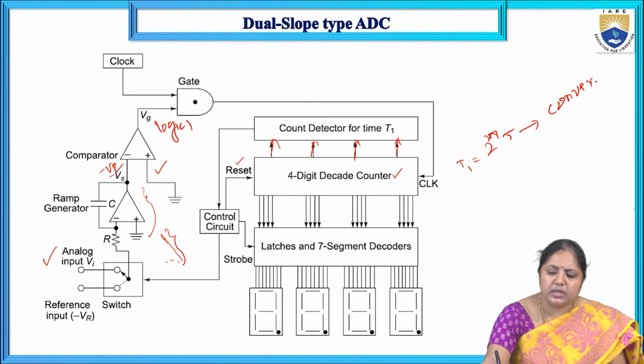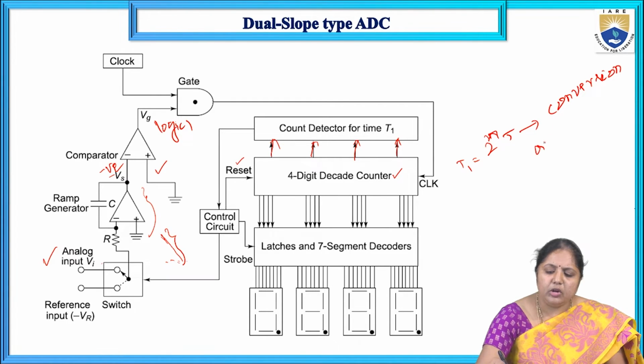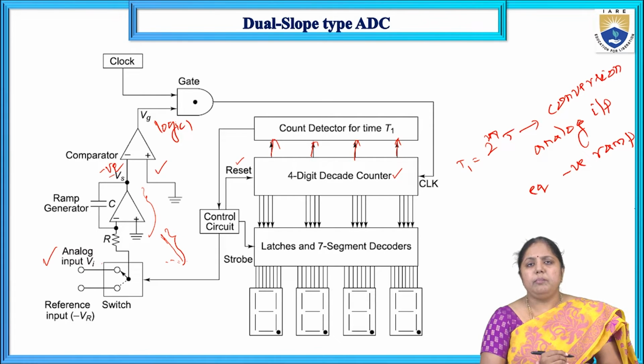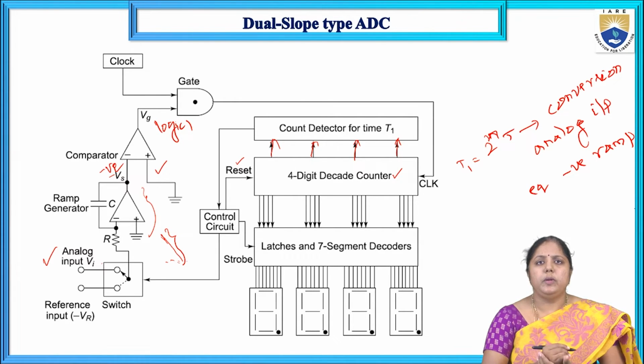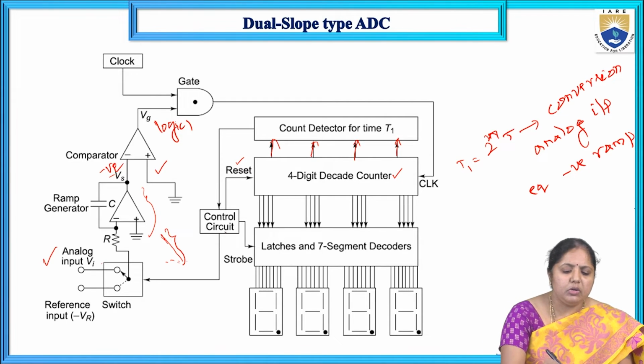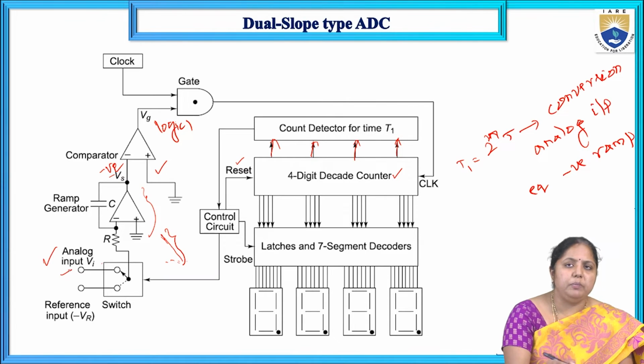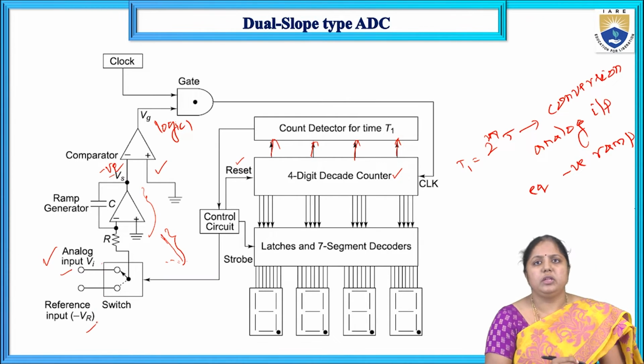This is the conversion time to convert the analog input signal into the equivalent negative ramp signal, right? Once this time period T1 comes to 2 power n times T, automatically your control circuit will change the switch position from this analog input to the reference voltage signal here.